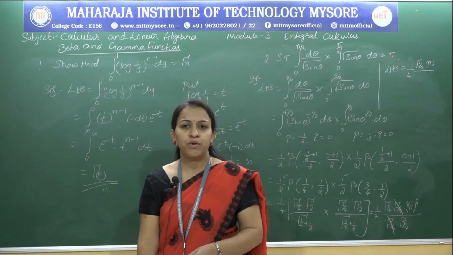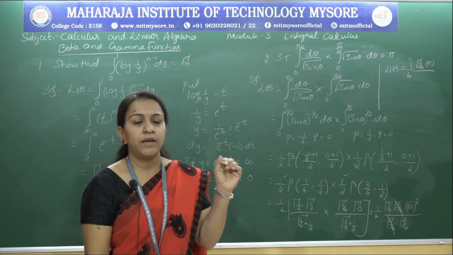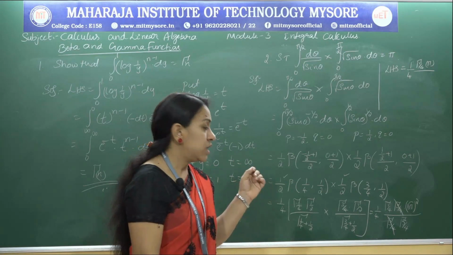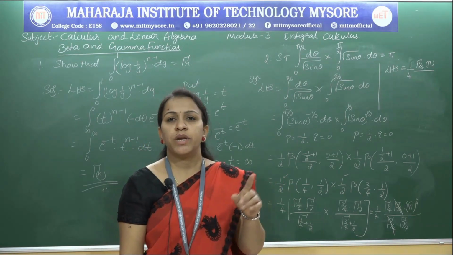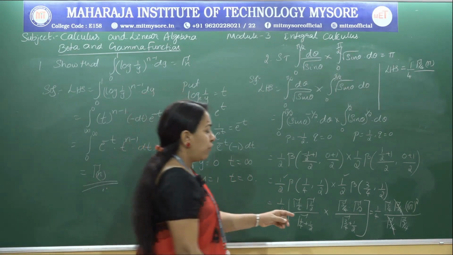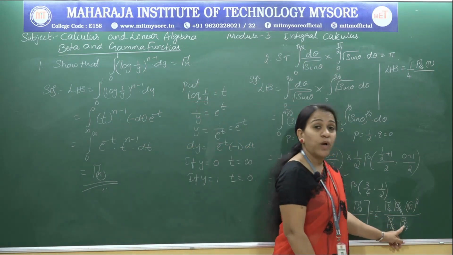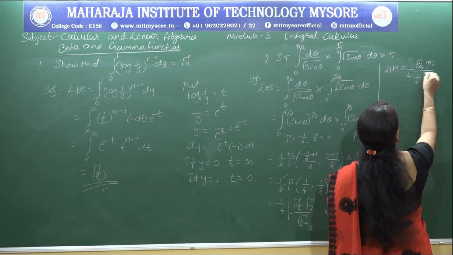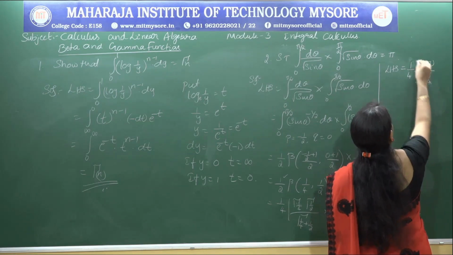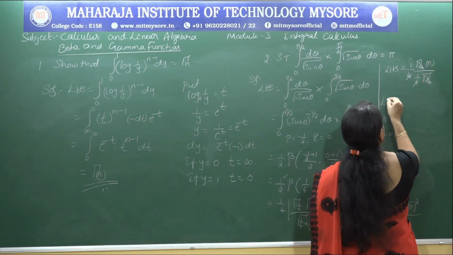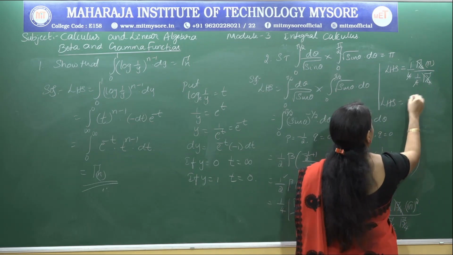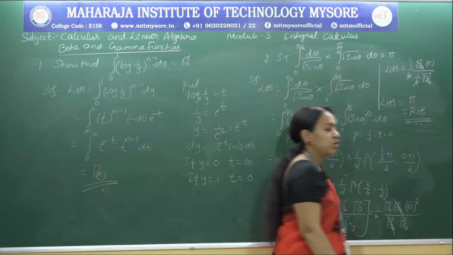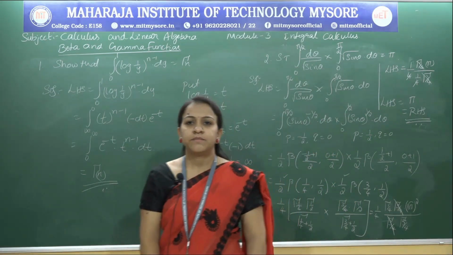So, gamma 5 by 4, we note down the formula, right? Whenever we have gamma n, we can use that formula, that is n minus 1 into gamma n minus 1. So, 5 by 4 minus 1, 1 by 4. So, 1 by 4 into gamma 1 by 4. So, gamma 1 by 4 gets cancelled, 4 gets cancelled. We have LHS equal to pi, nothing but the required RHS. So, this is our required result.